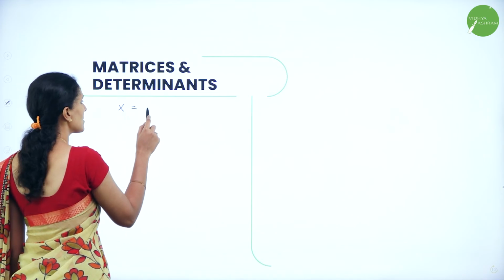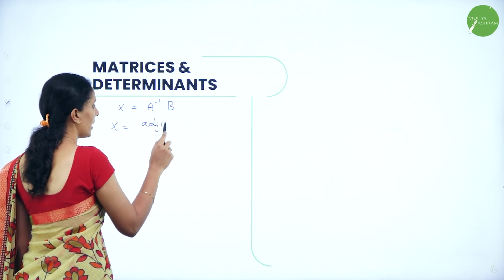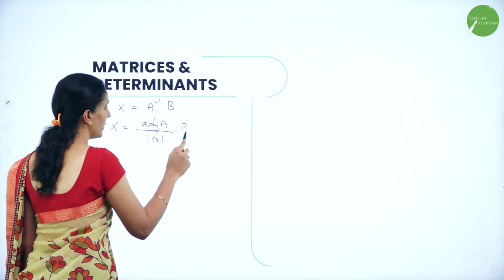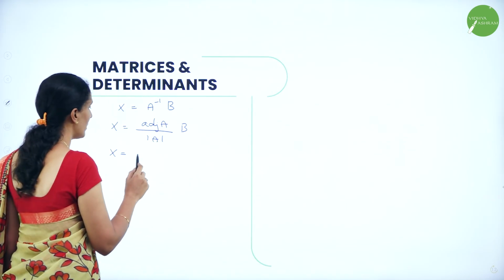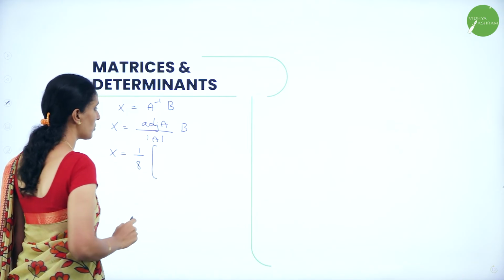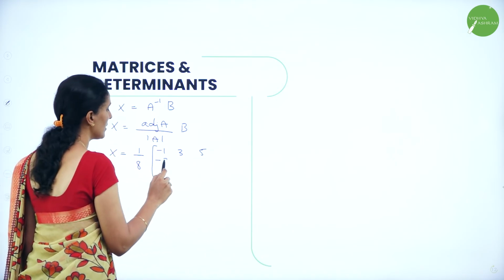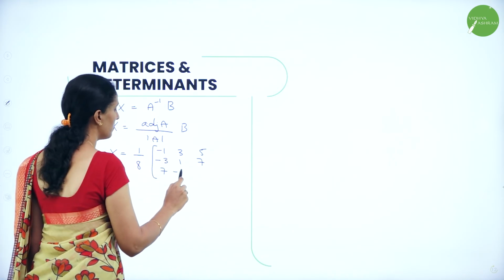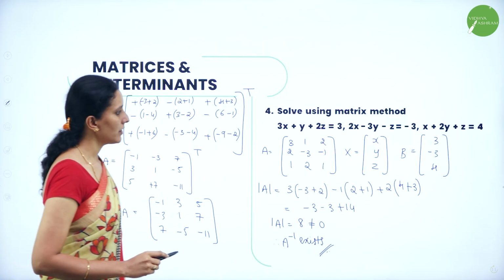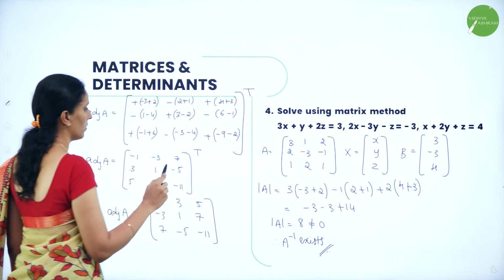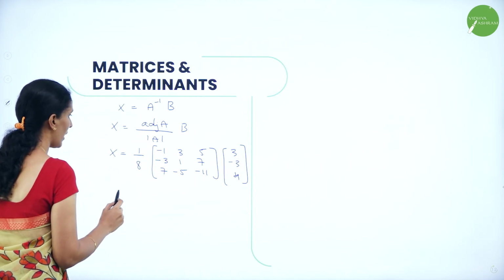So we have X is equal to A inverse into B. X is equal to adjoint A divided by determinant A into B. Let's keep determinant A outside. We have determinant A is 8. So let me write it as 1 by 8 separately. Let's write adjoint A, that is minus 1, 3, 5, minus 3, 1, 7, 7, minus 5, minus 11. On the other hand, the other matrix B is 3, minus 3, 4. Let's take the product of A inverse and B.